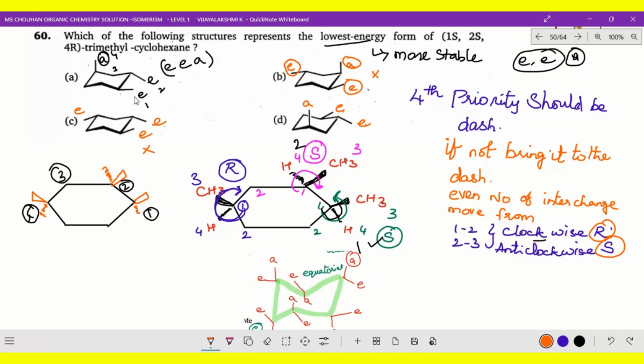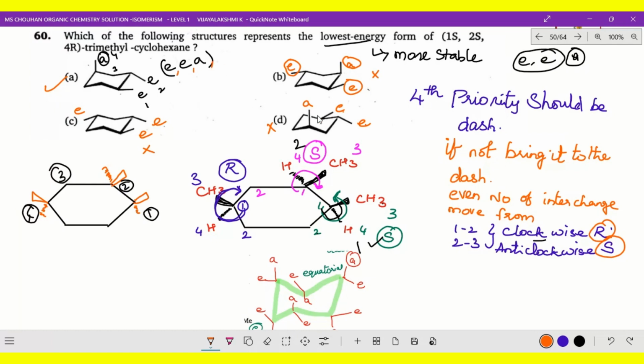So in that RS configuration, 1, 2, 3, 4. So here 1, 2, 3, 4, 5. No, 1, 2, 3, 4. So this won't be the correct option. Option A is the correct option: E and A.